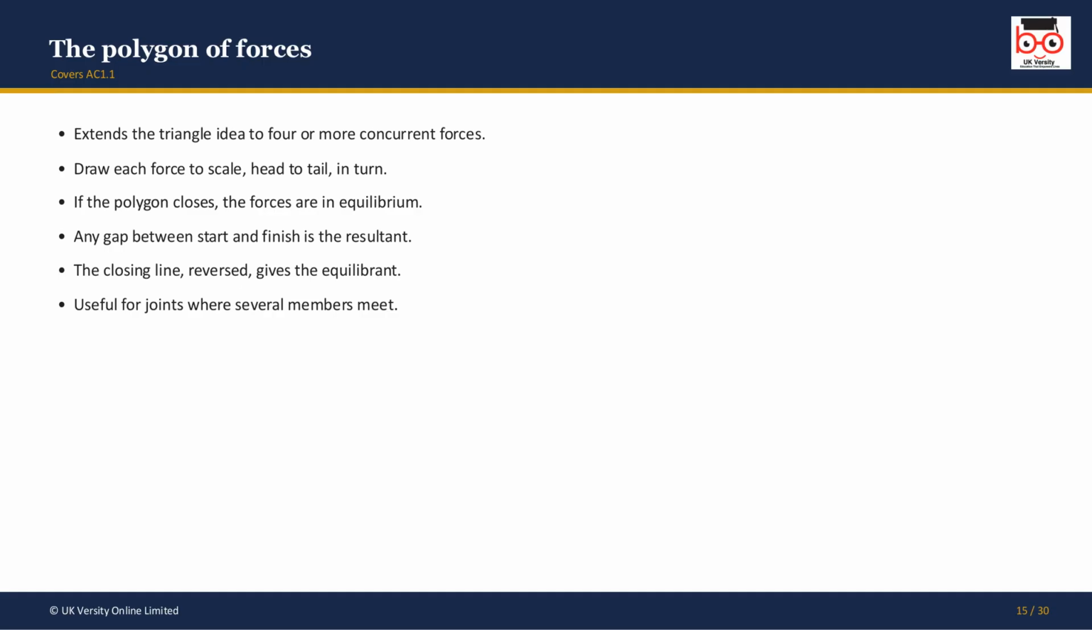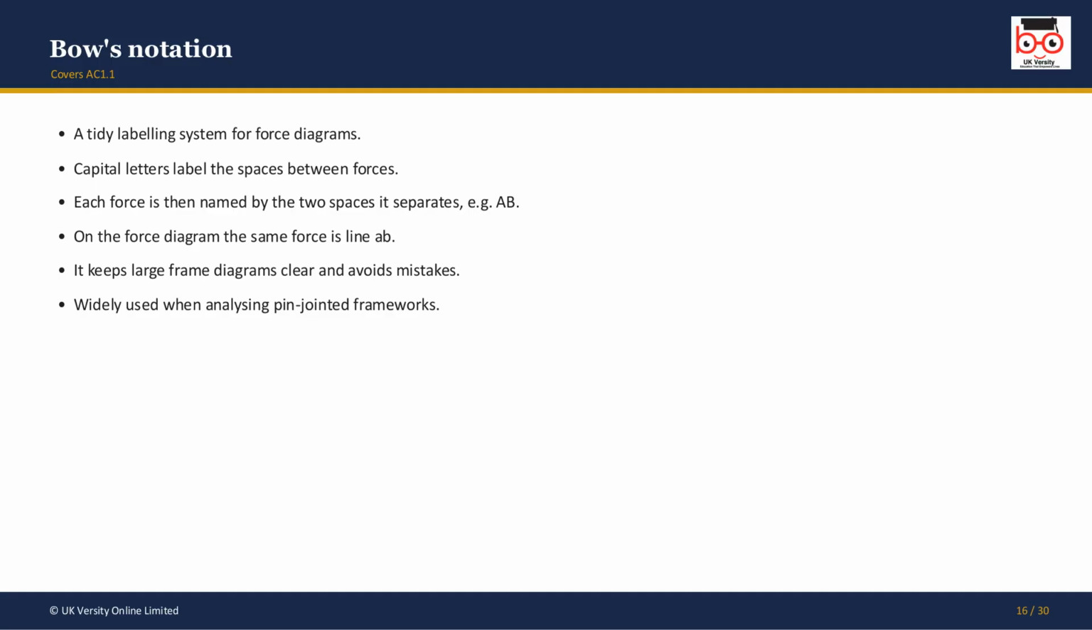It's especially handy at a joint where several members come together. Bow's notation is a tidy labeling system that keeps force diagrams from becoming a muddle. The trick is to letter the spaces between the forces with capital letters.